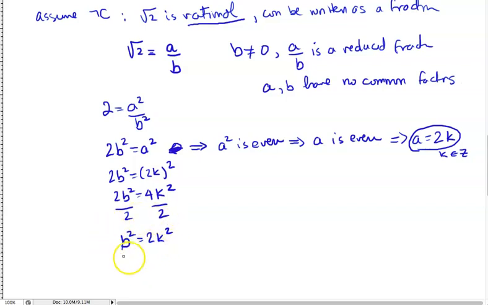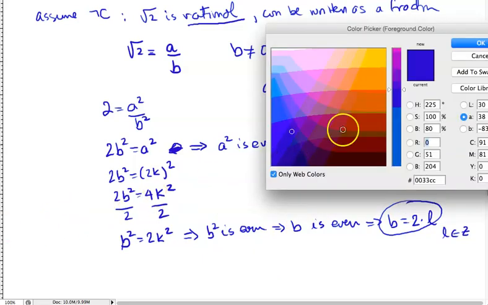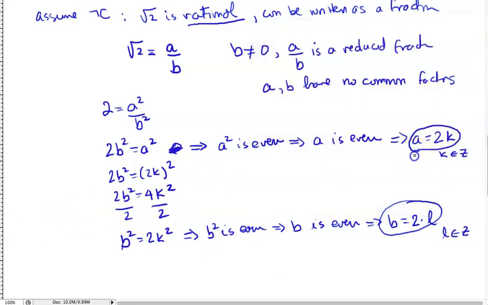Okay, now what does this say about b squared? So this says, because b squared is 2 times an integer, that b squared is even, which means b is even. Same argument as here, okay? So that means that b can be written as 2 times some other integer. All right. So this is a contradiction right here. When I get to this point, this is where my contradiction is.